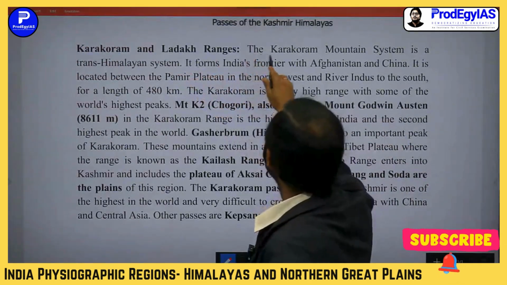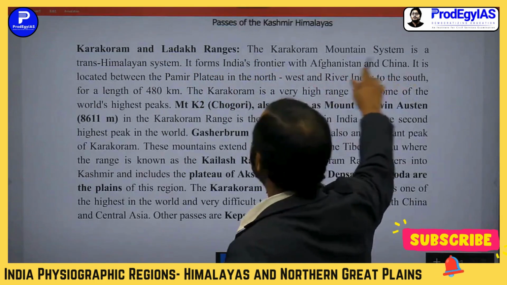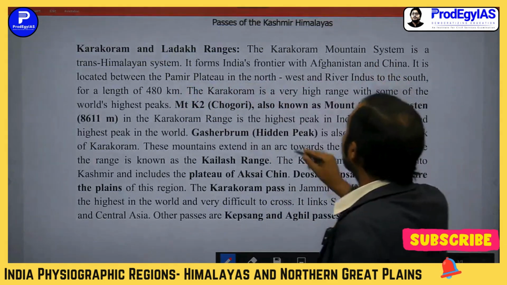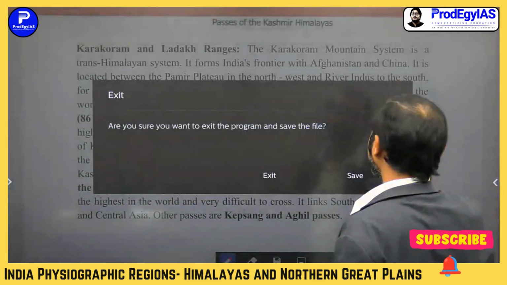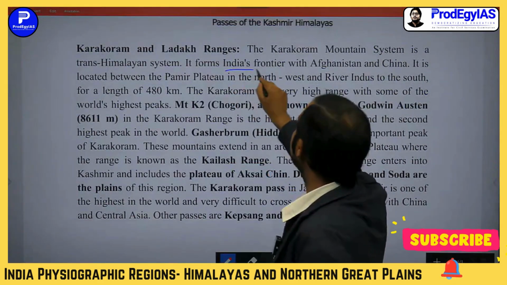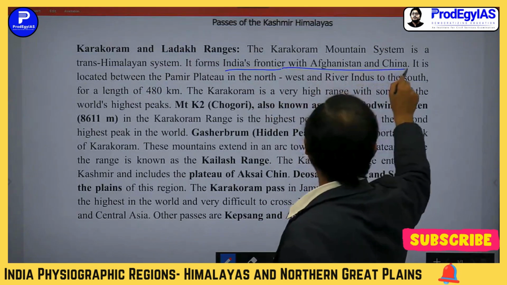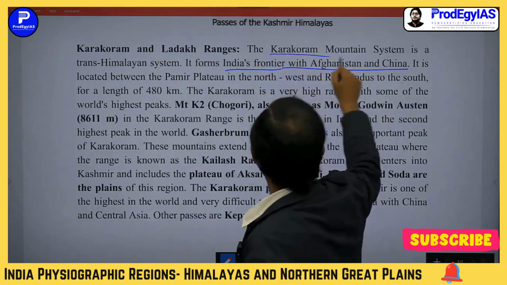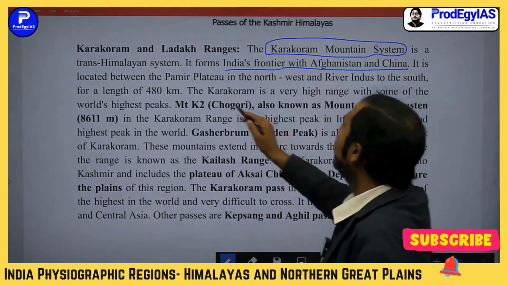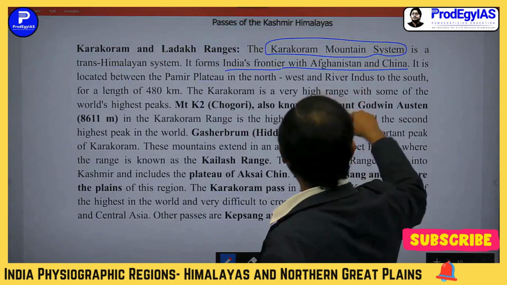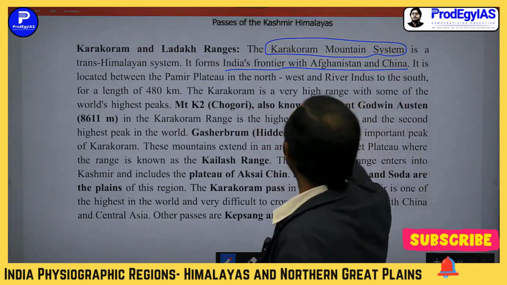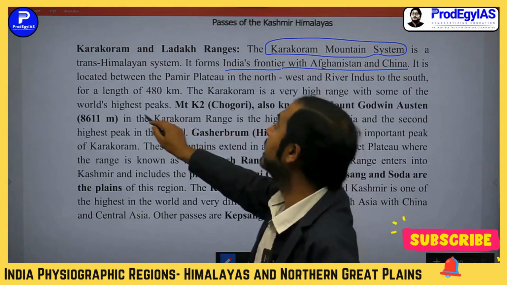Karakoram and Ladakh ranges. The Karakoram mountain system is a trans-Himalayan system. It forms India's frontiers. Means it is important because it makes the India's boundary, India's frontier with Afghanistan and China. This Karakoram mountain system, this Karakoram range, is located between Pamir Plateau in the northwest and River Indus to the south. We have just seen it. The Karakoram is a very high range with some of the world's highest peaks.